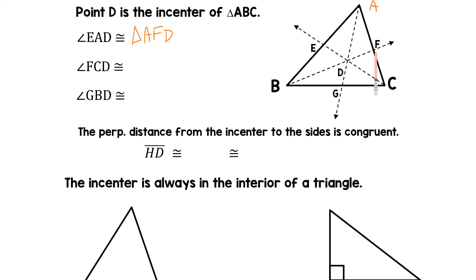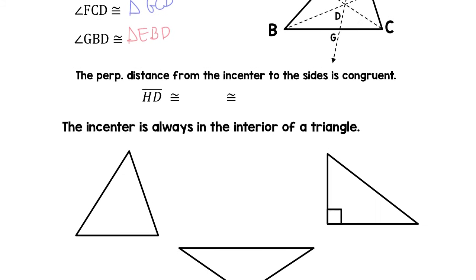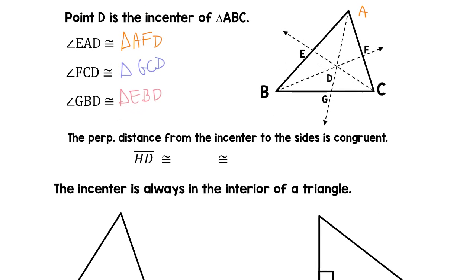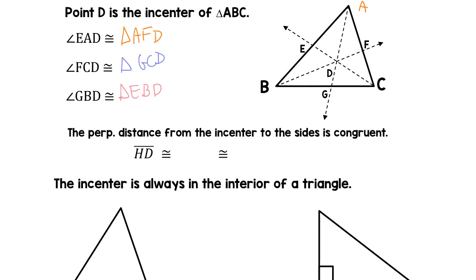Likewise, triangle FCD is going to be congruent to triangle GCD. Last but not least, triangle GBD will be congruent to triangle EBD. Okay, so the angle bisectors split up each of those portions of the triangle into congruent triangles. The perpendicular distance from the incenter to the sides is congruent.